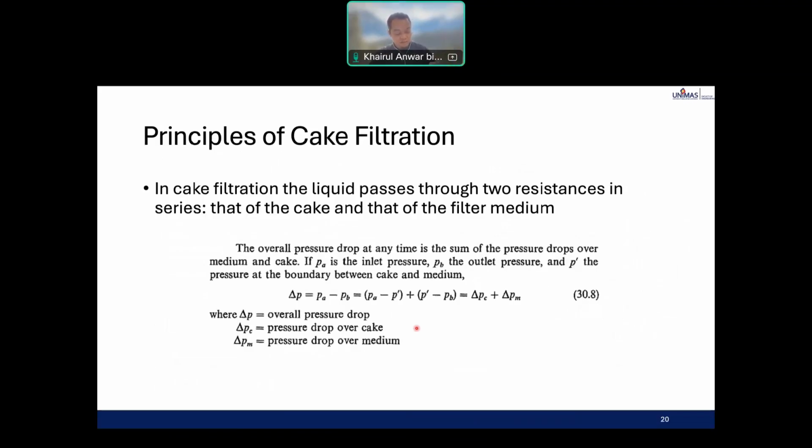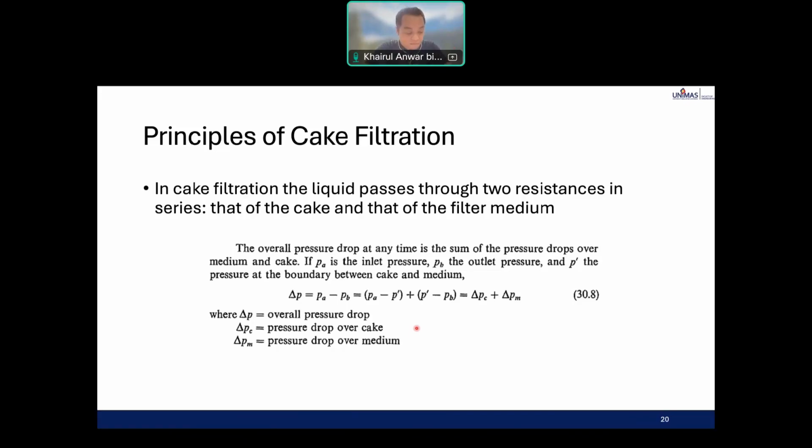If you refer to the book, there are many types of filter. So maybe 5, 6 pages just to explain various types of filter. You can refer to the book, page 1004 until 1016. All of it is discussing various types of filter equipment.